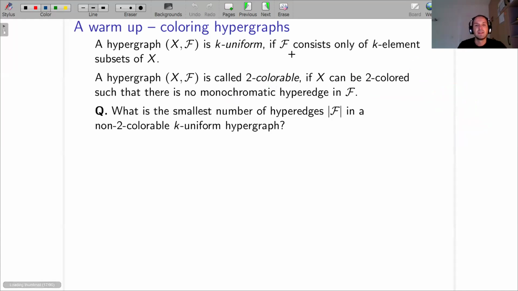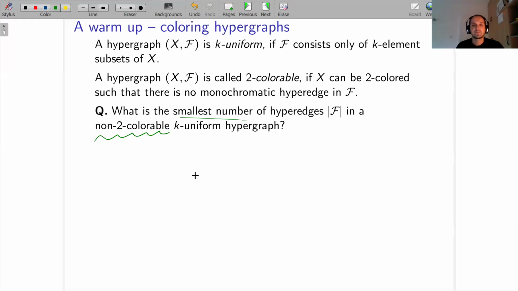Okay, and then the question that we want to ask is, what is the smallest number of hyperedges in a non-two colorable K uniform hypergraph? And this is a really important question that has been asked some time ago, and it has been studied a lot. This is one of the central questions in discrete math generally, having applications in many things branching out, based somehow on hypergraph structure.